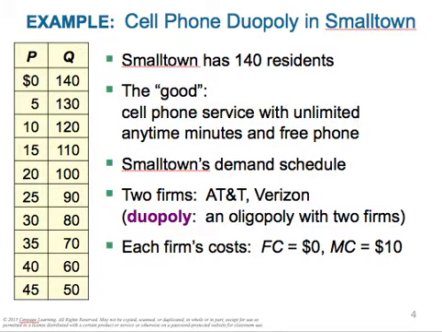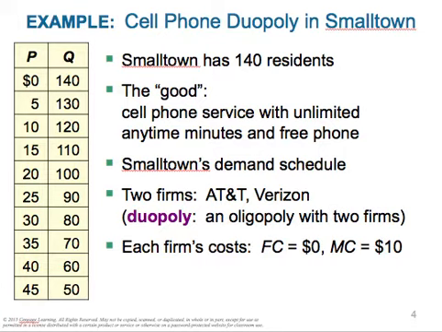Okay, so let's look at an example. The cell phone duopoly in Smalltown. Let's say Smalltown is a town with 140 residents. Here's the good. The quote-unquote good is actually a service. It's cell phone service with unlimited anytime minutes and a free phone. Smalltown's demand schedule is listed here, and two firms, let's say AT&T and Verizon. Now, a duopoly is an oligopoly with just two firms.